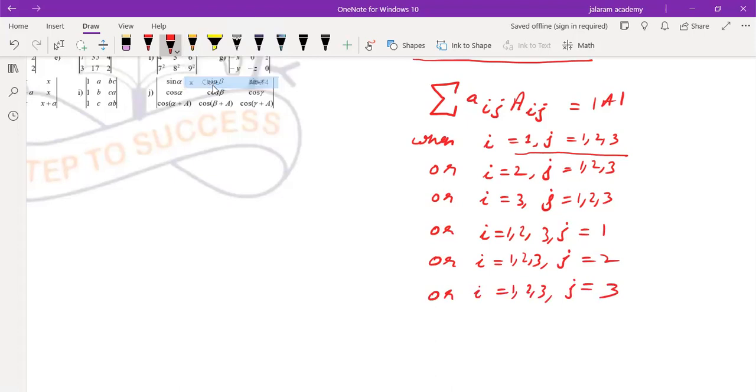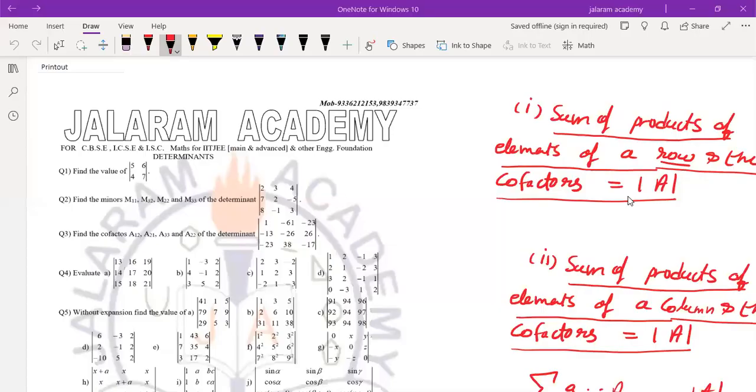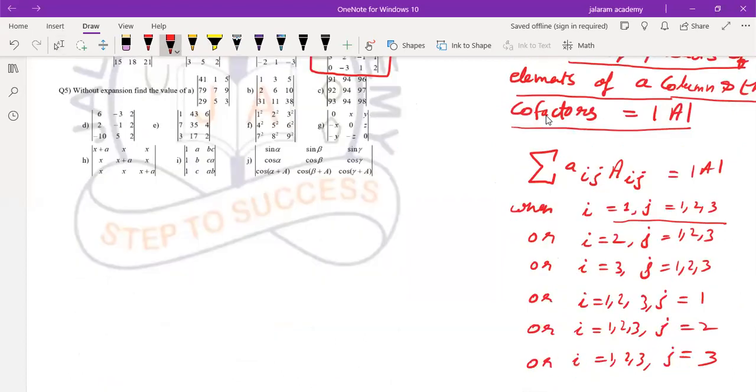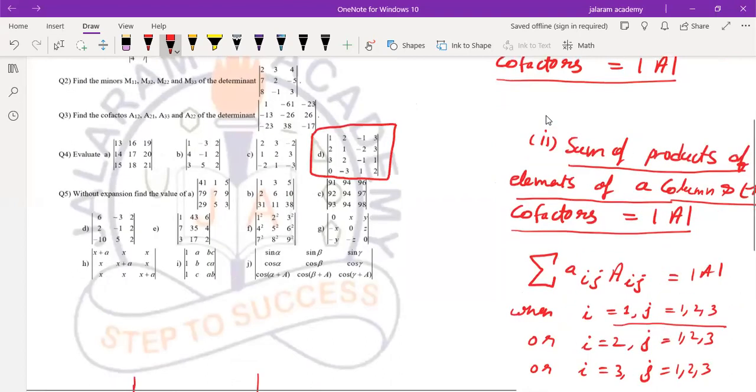So let's discuss a question of 4 cross 4 type. Question number 4D. To understand this property, A equals the given determinant of order 4 cross 4.